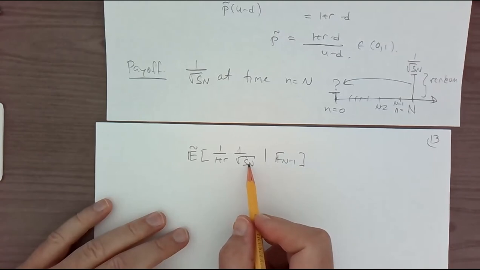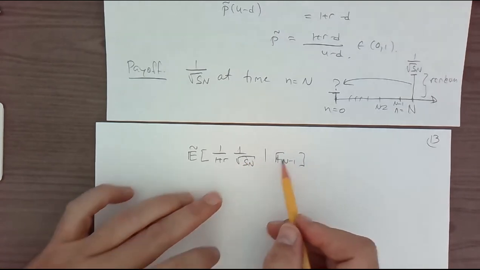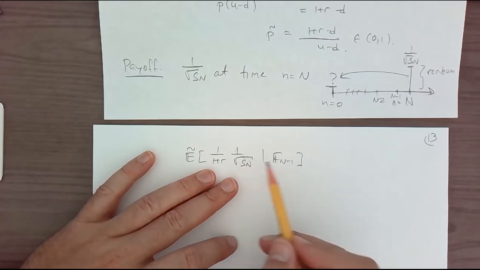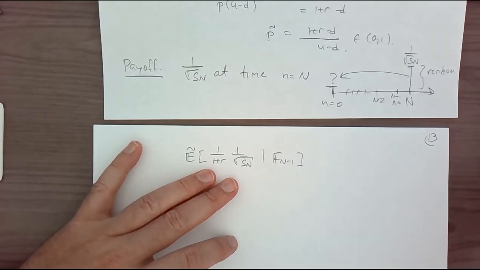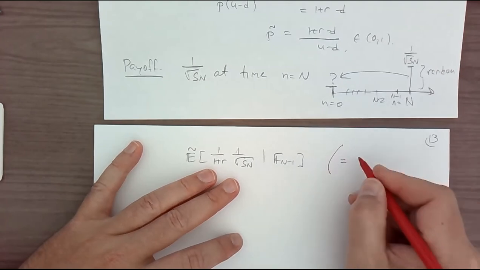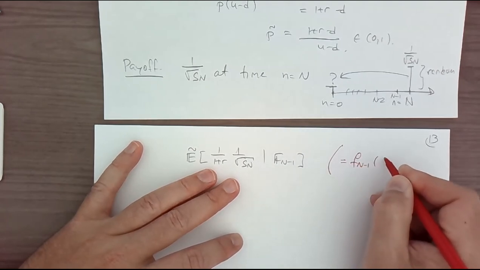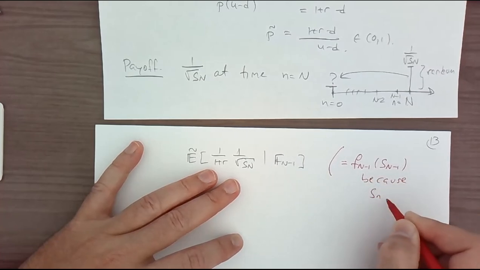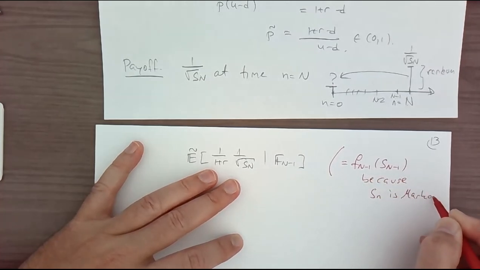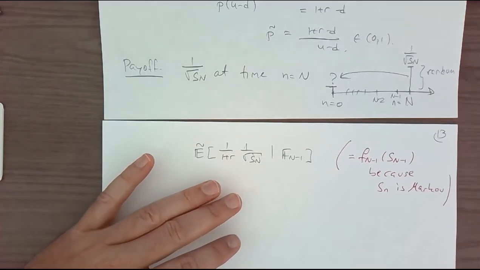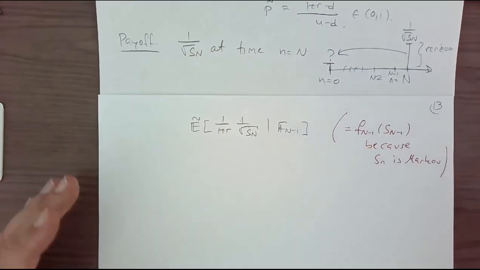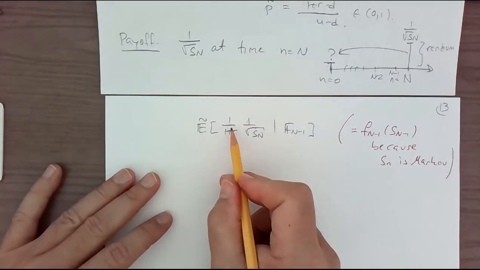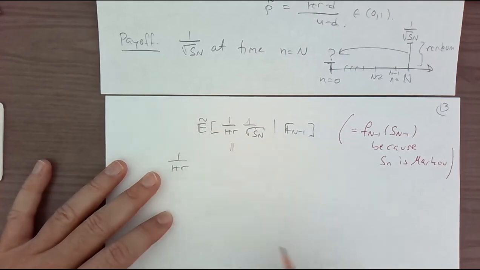Now, Sn is Markov. So I know that this conditional expectation here is just going to be a function of the stock price at time n minus 1. I think we call this f n minus 1 applied to Sn minus 1 because Sn is Markov. But of course, what is the function? So let's figure out what this function here is. And it goes through the usual recipe, right? It's a constant. We can move it outside, 1 over 1 plus R.